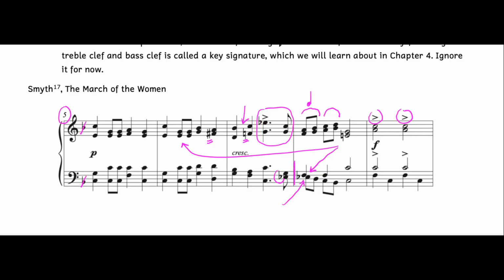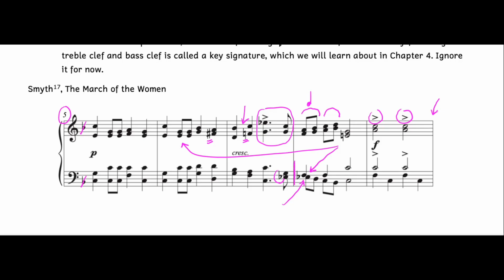Number 8, is this the end of the piece? If not, why not? It is not the end of the piece. How do you know? Because there's no double bar line. It's just a single bar line. So that implies more music is to continue.